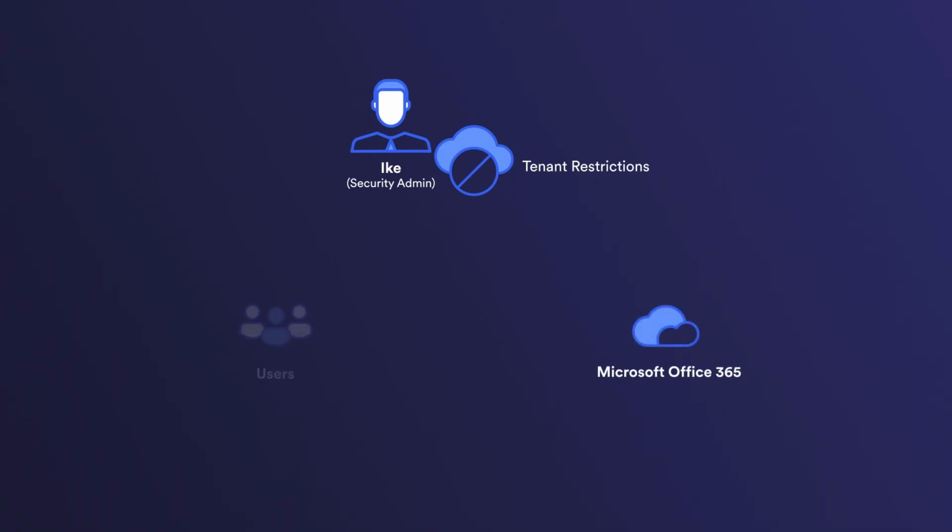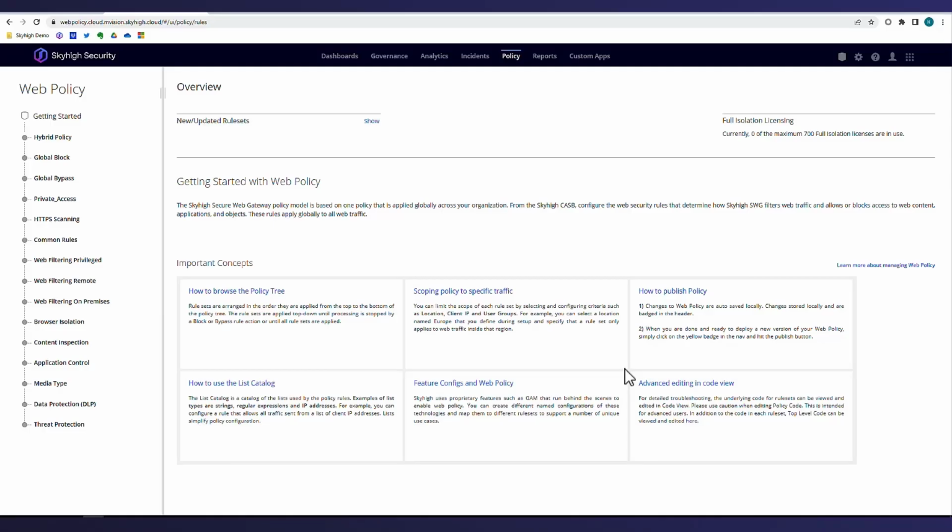Ike wants to ensure that users are only allowed to log into their sanctioned M365 environment while preventing them from logging into any personal or third-party M365 accounts. Let's see how Ike uses Skyhigh Security's SSE platform to implement this policy.